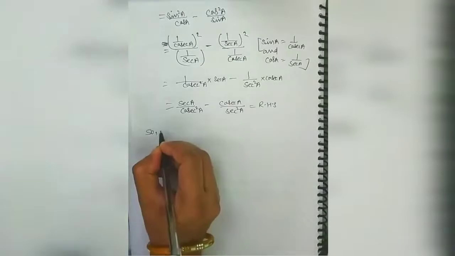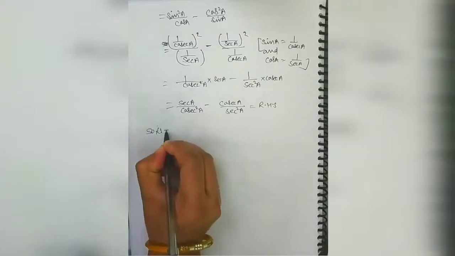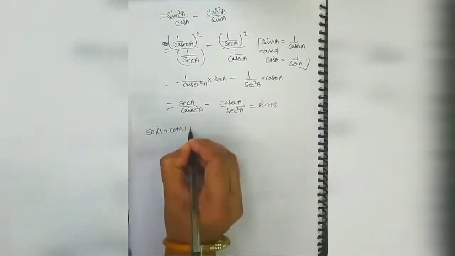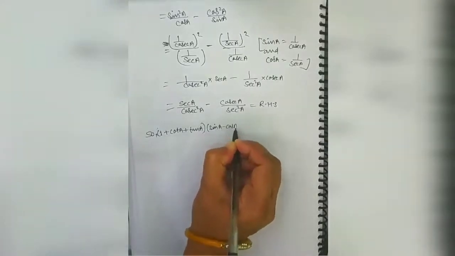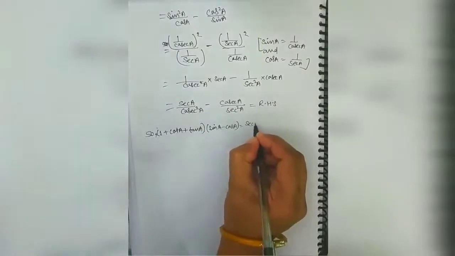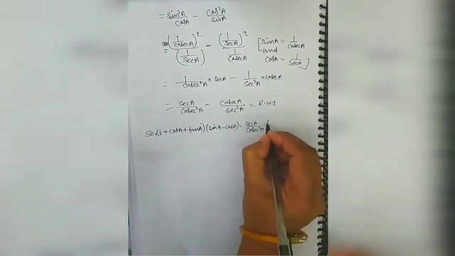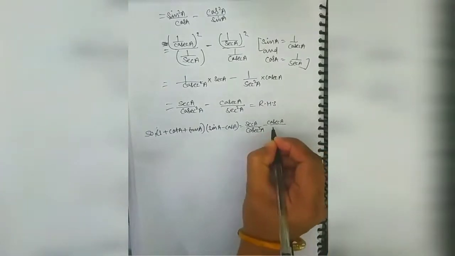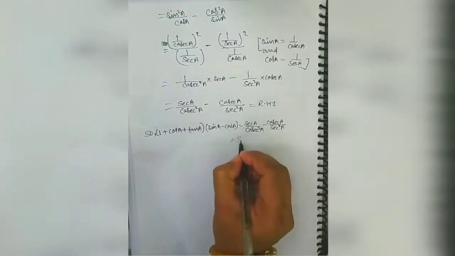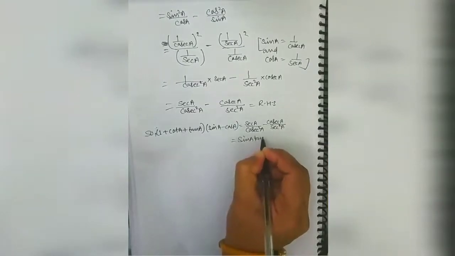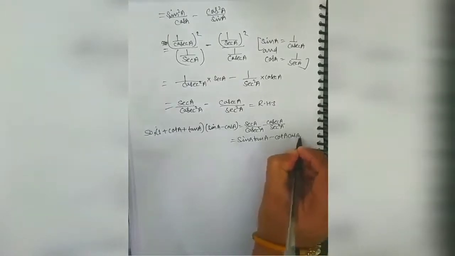So we can say that (1 plus cot A plus tan A) into (sin A minus cos A) equal to sec A upon cosec square A minus cosec A upon sec square A equal to sin A into tan A minus cot A into cos A. Proved.